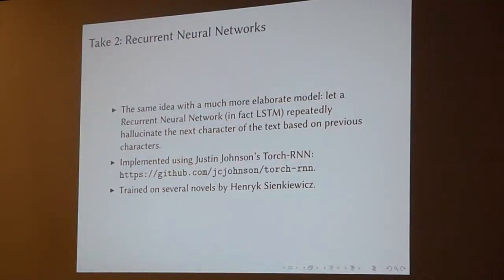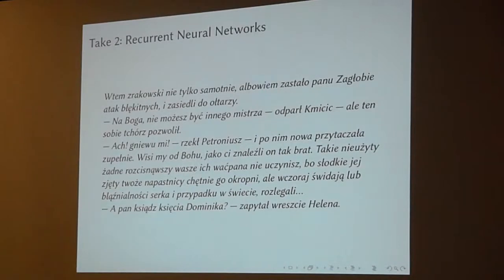So I used Justin Johnson's Torch RNN implementation, which uses something called long short-term memory networks to train another model. The idea is exactly the same. We want to predict the next character based on what we have done previously, but this time we use a much more elaborate statistical model represented by a neural network. And I trained the model on all novels by Henryk Sienkiewicz I could get into my hands. So the result is this.